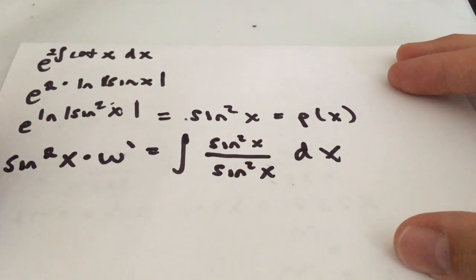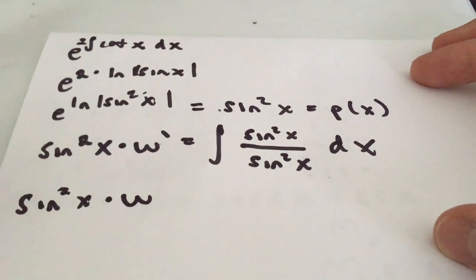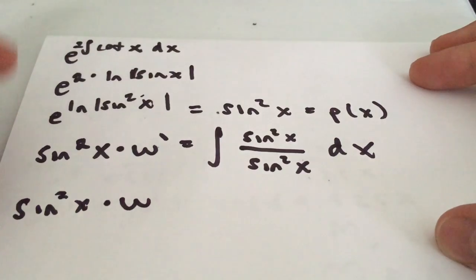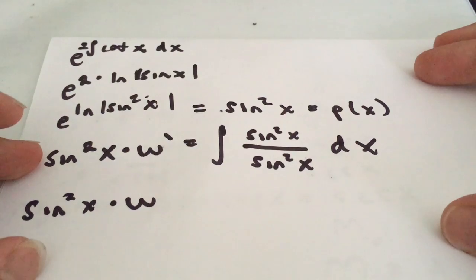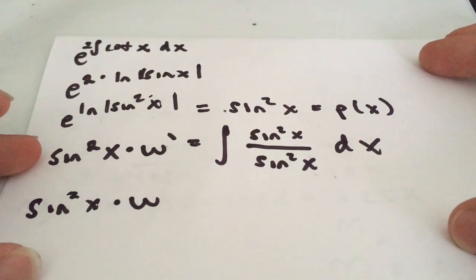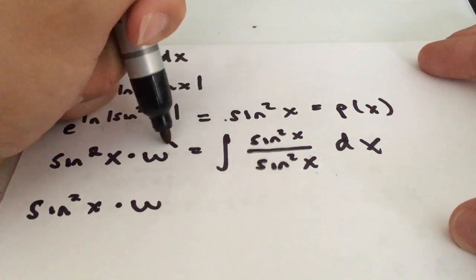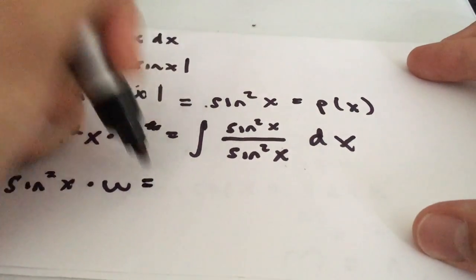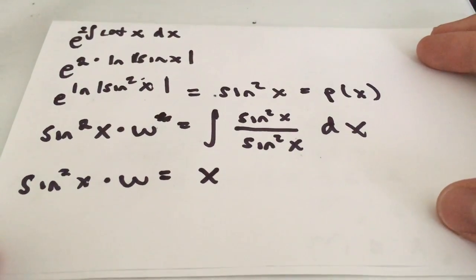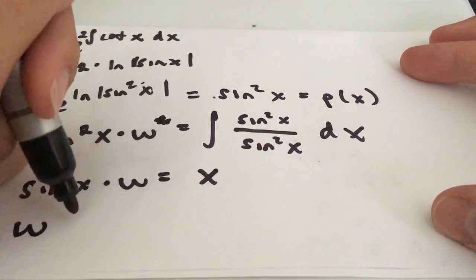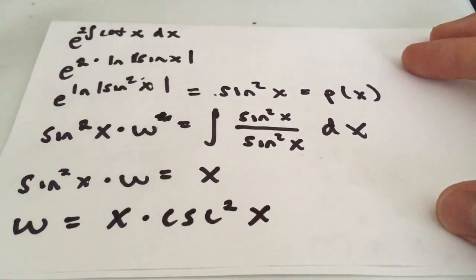So from here, we get sine squared of x times w. Now, I mistakenly put w prime here, and it's not. If you're not sure how to do an integrating factor, look it up on YouTube. But this is actually sine squared of x times w, not w prime. Sorry for that mistake. And this equals x. Now, from here, to isolate w, we simply have w equals x times cosecant squared of x.